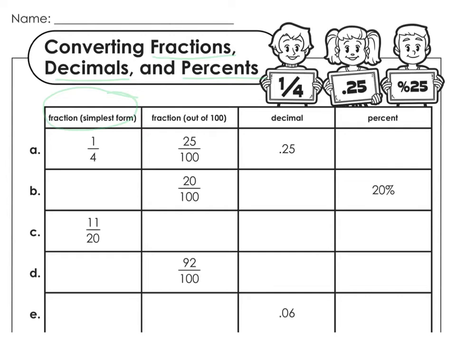So for the first example, you have 1/4. That is the fraction written in simplest form. So if it were out of 100, 1/4 becomes 25 over 100, 25 hundredths. And you could do that by saying 4 times 25 equals 100, and 1 times 25 equals 25.